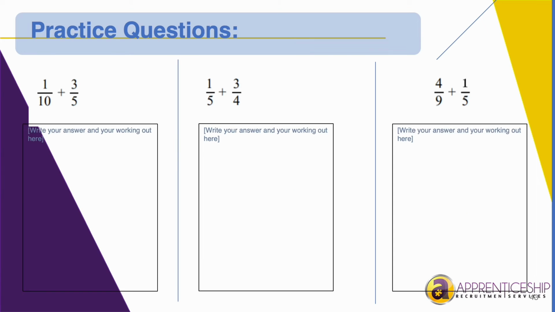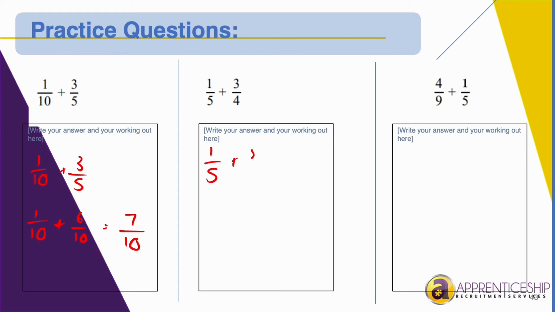Okay? Right, so if you want to have a pause at this and have a go, and we'll go through the answers in a second. So have a pause, go through if you like. Okay, so 1 over 10 plus 3 over 5. So straight away, the second fraction can be doubled to 6 over 10. So that's just going to be 7 over 10.